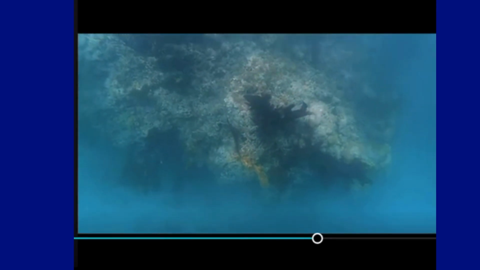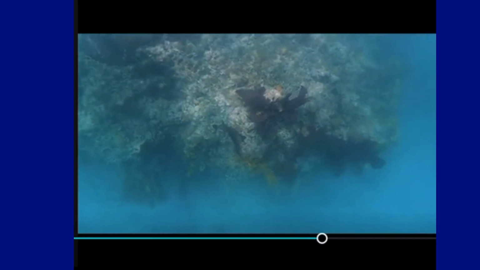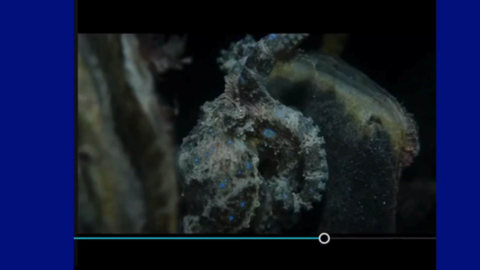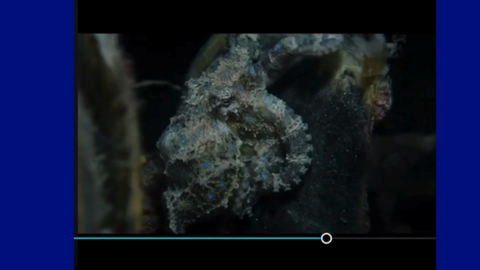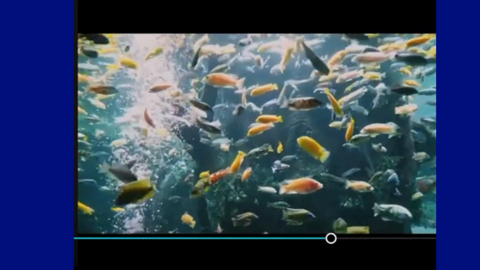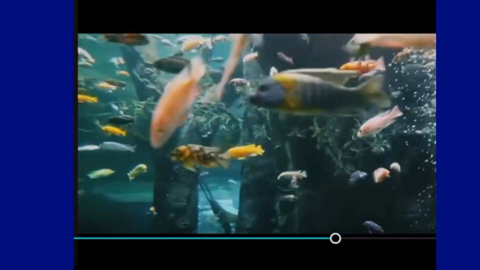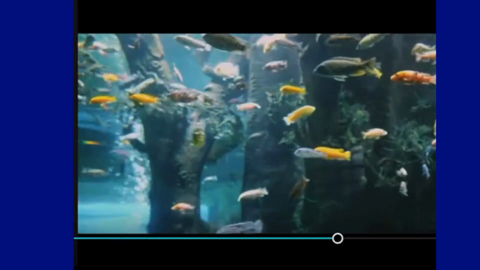Next, ecosystem damage. Polluted water harms fish, plants, and other animals. Many species die and are forced to move. It breaks the food chain and destroys entire ecosystems. Some animals may go extinct because they can't survive in dirty water.